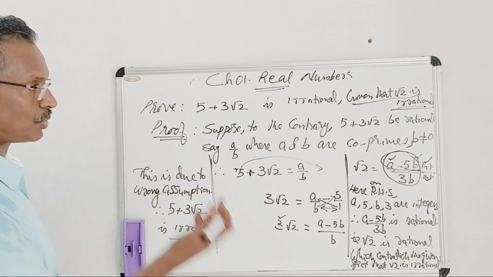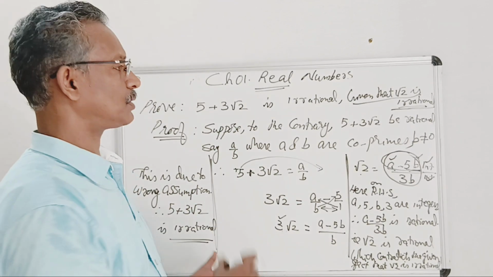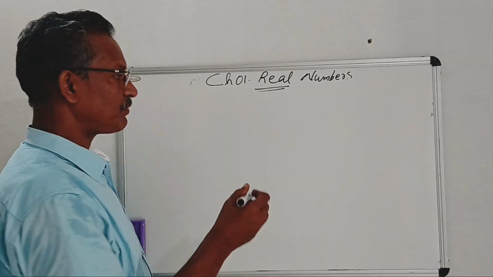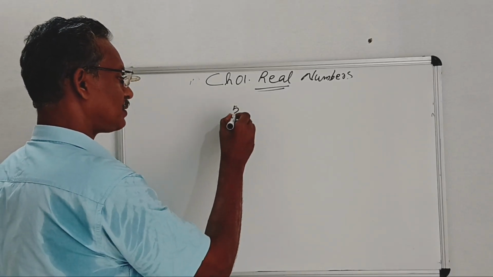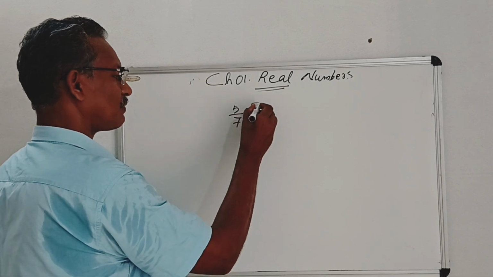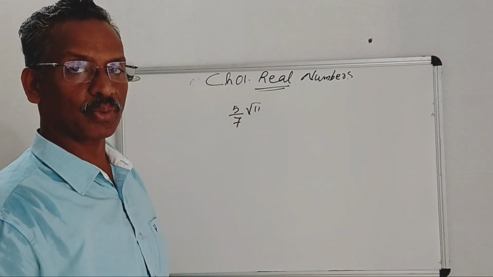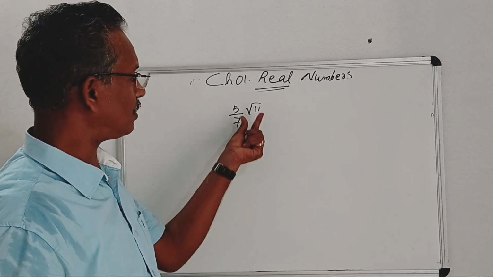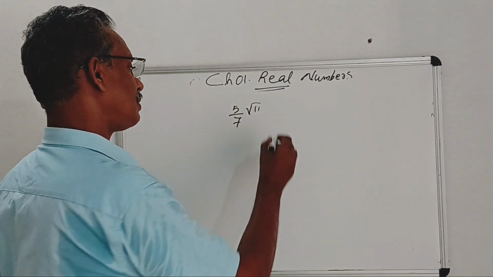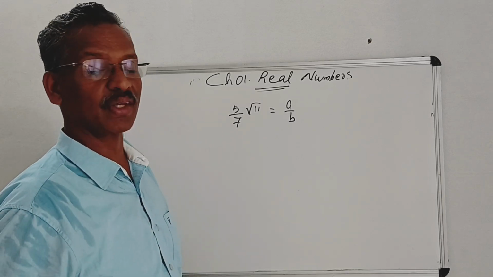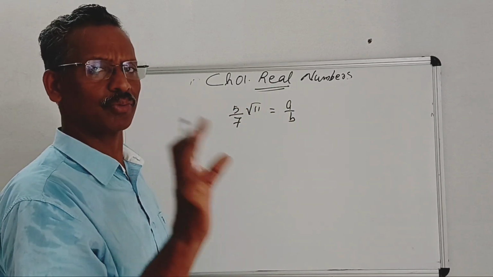Okay, this is very common. In the last board exam also, it was visible in some question papers. If the question is like this, 5 by 7 root 7 or root 11, prove that this is irrational given that root 11 is irrational. Let it be equal to a by b where a and b are co-primes and b is not equal to 0. Those steps we have to write.